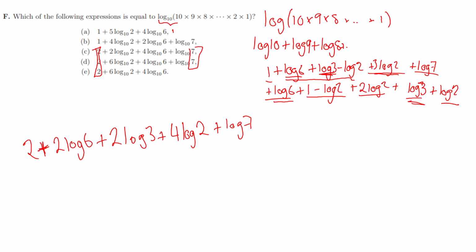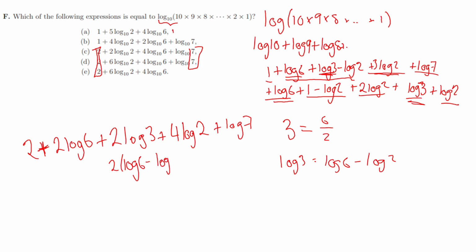Well, it's that rule again, isn't it, with what we did with 10. So what we did with 5, we're going to do to 3. So we're going to say that since 3 is the same as 6 over 2, log 3 is the same as log 6 minus log 2. So our 2 log 3 suddenly becomes 2 log 6 minus log 2. So we've got 2 more log 6s, and we've got minus 2 lots of log 2.